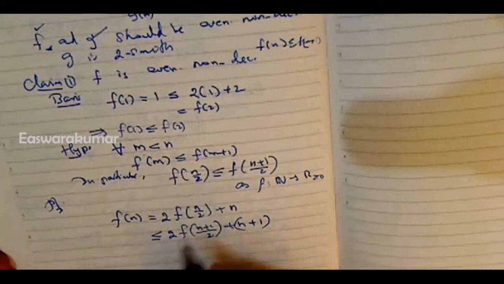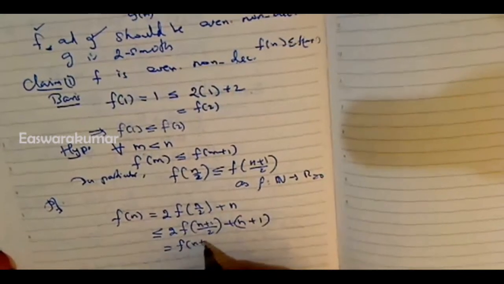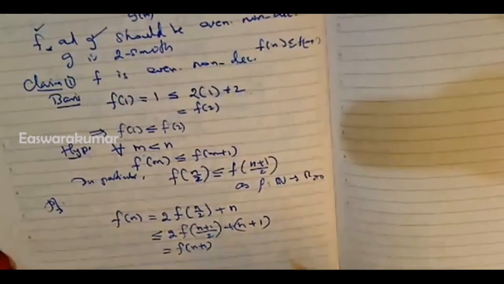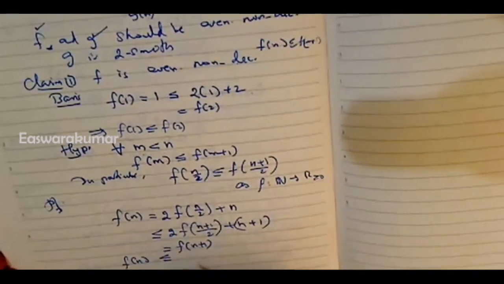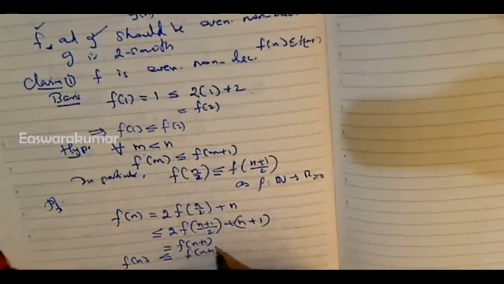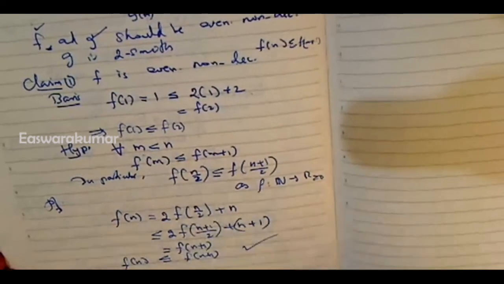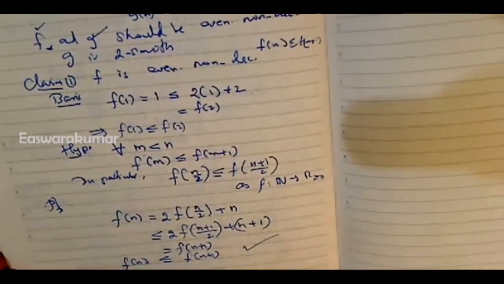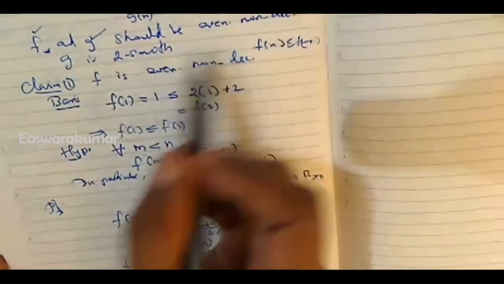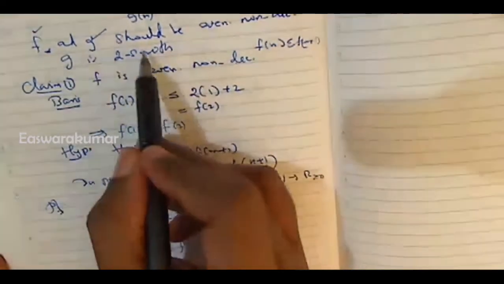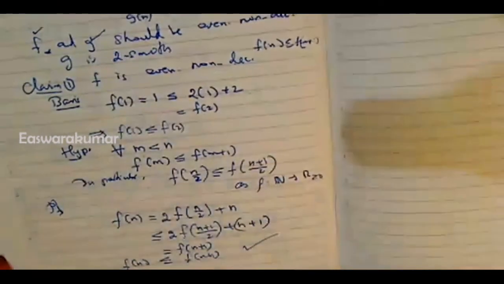Now what happens if you combine it together? This value is equal to f of n plus 1. Totally, what you get is f of n less than or equal to f of n plus 1. So we proved that both f and g are eventually non-decreasing. Now the only part we have to prove is that g is 2-smooth.